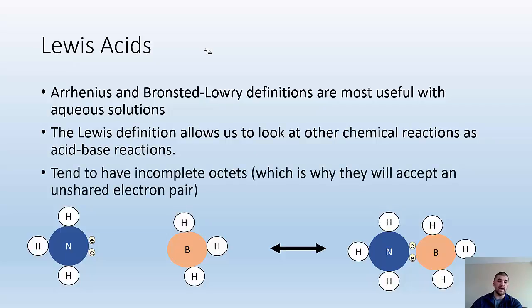Lewis acids also tend to have incomplete octets, which is why they'll accept an electron pair. If you take a look at this, BH3, it doesn't have 8 valence electrons, it only has 6, right? Because there's 2 in each bond with the hydrogen, and it has an incomplete octet, which is why it can accept the electrons that nitrogen has that it's not sharing.